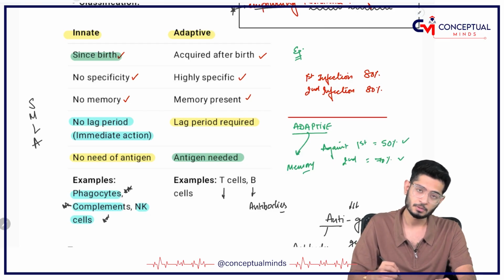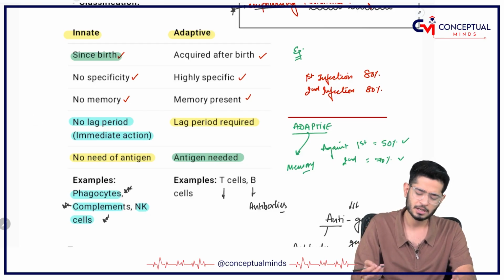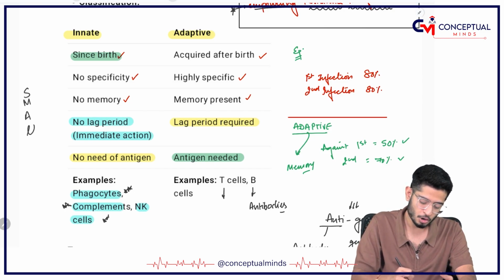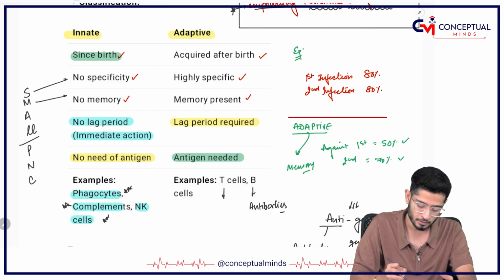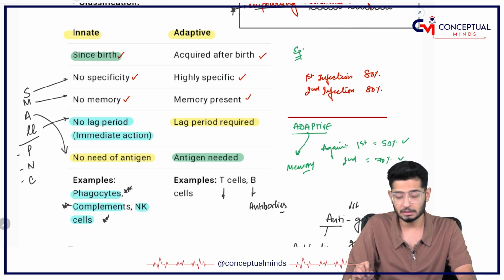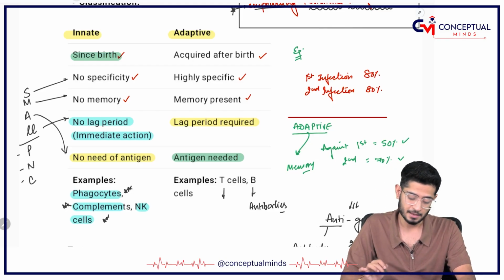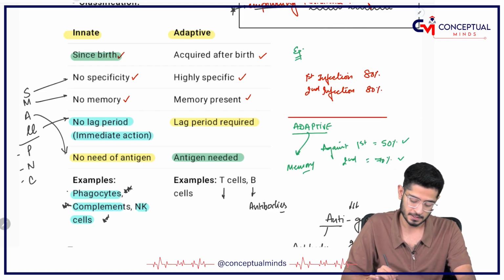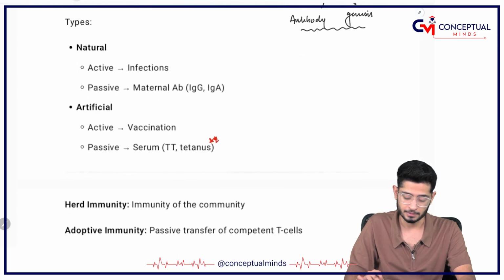So the mnemonic to remember all these innate immunity points is SMALPNC. What is S? S for specificity, M for memory, A for, yes, A for what? A for no need of antigen, L for lag period. P and N and C are the mnemonics for the examples: P for phagocytosis, N for NK cells, and C for complement.